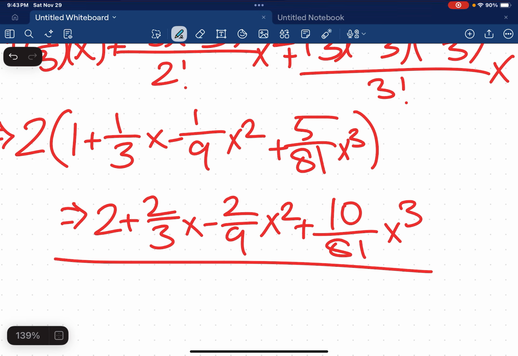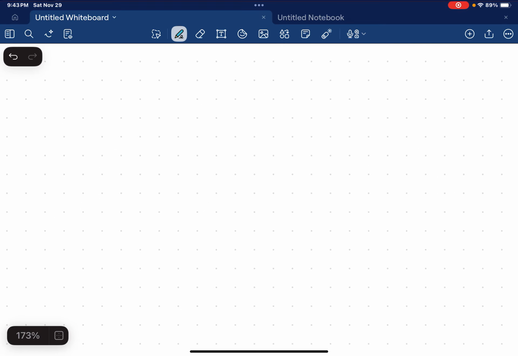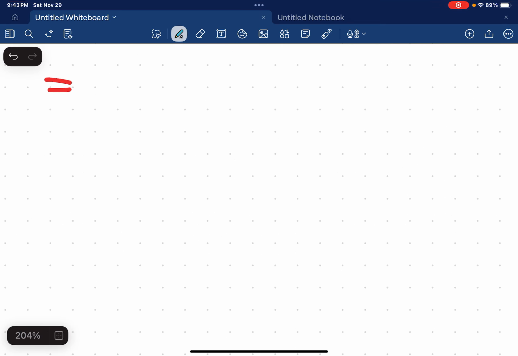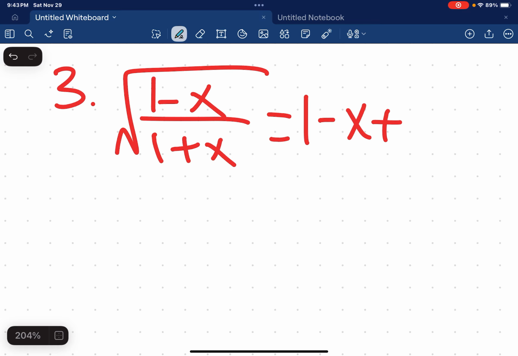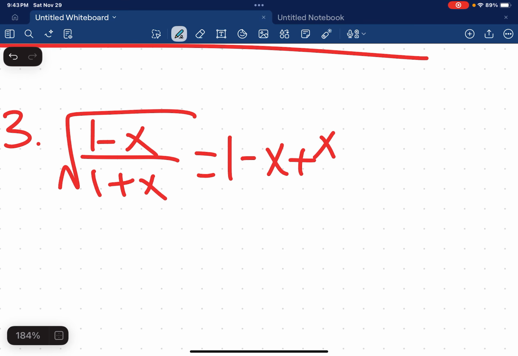All right. Okay, number 3 is asking us about a proof now. It's telling us to show that the square root of 1 minus x divided by 1 plus x is equal to 1 minus x plus x squared divided by 2 minus x cubed divided by 2.